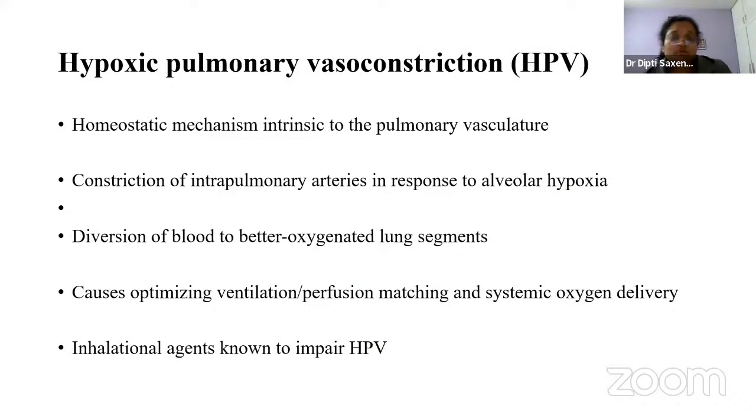Now, here we come to an important concept of hypoxic pulmonary vasoconstriction. I have included it here because this is one phenomenon which is directly linked to perfusion, and it helps in reducing the ventilation-perfusion mismatch. It is a homeostatic mechanism which is intrinsic to the pulmonary vasculature. Constriction of intrapulmonary arteries occurs in response to alveolar hypoxia. There is diversion of blood to better oxygenated lung segments because of HPV, and it causes optimization of ventilation-perfusion matching and systemic oxygen delivery.